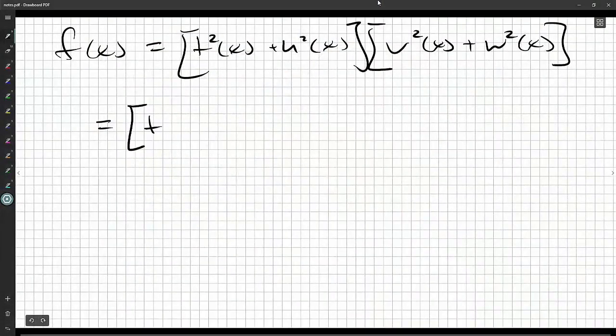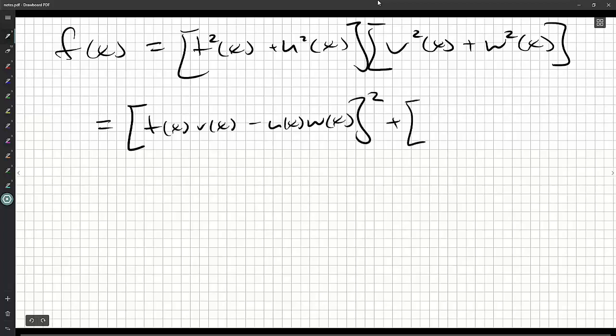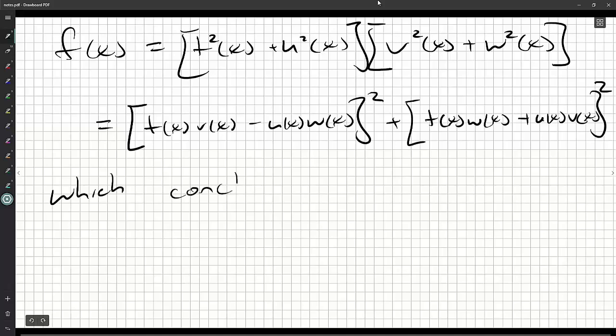So let's say this is T of x V of x minus U of x W of x squared plus T of x W of x plus U of x V of x squared, which concludes the result.